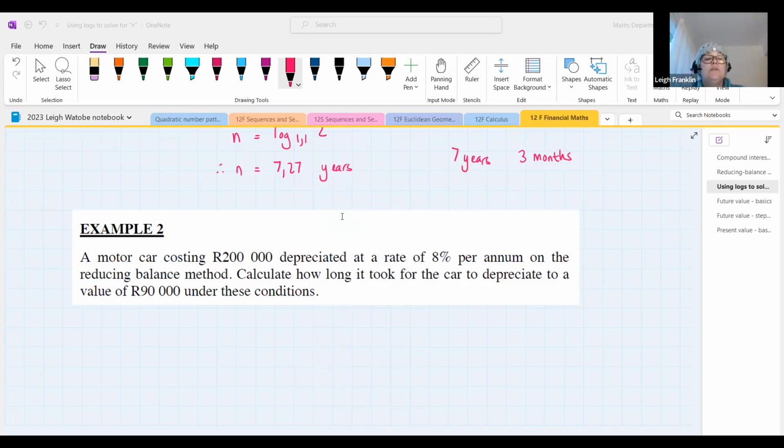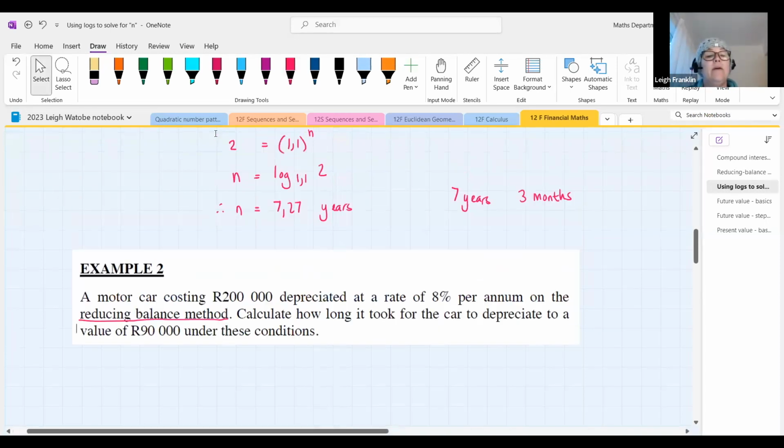A motor car costing 200,000 Rand depreciated at a rate of 8% per annum on the reducing balance method. Calculate how long it took for the car to depreciate to a value of 90,000 Rand under these conditions. So straight away, the keywords reducing balance method tell us which formula we need to use.